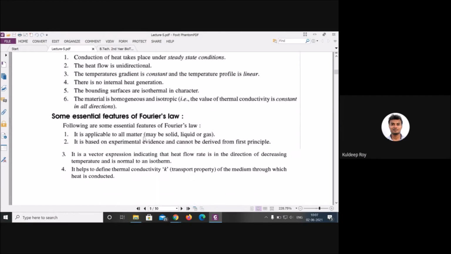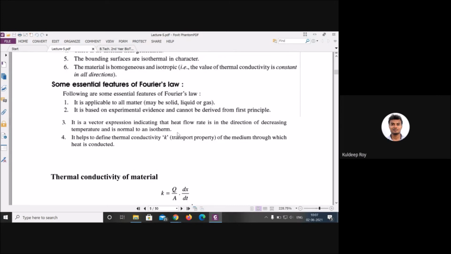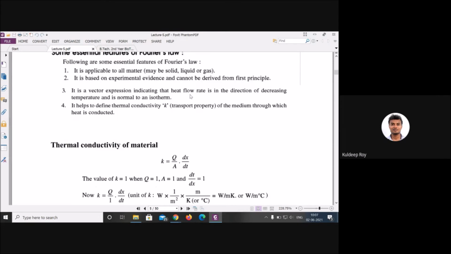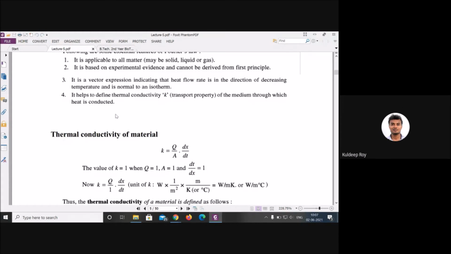Some essential features. It is applicable to all matter. As I already told, you can apply it for solid, liquid, gas, each thing. It is based on experimental evidence and cannot be derived from first principles, because it is itself a fundamental theorem, Fourier's law of heat conduction. It is proportional to the area and proportional to delta T by delta X, how much temperature changes with respect to position. It is a vector expression indicating that the heat flow is in the direction of decreasing temperature and is normal to the isotherm. And it helps to define the thermal conductivity, of course.